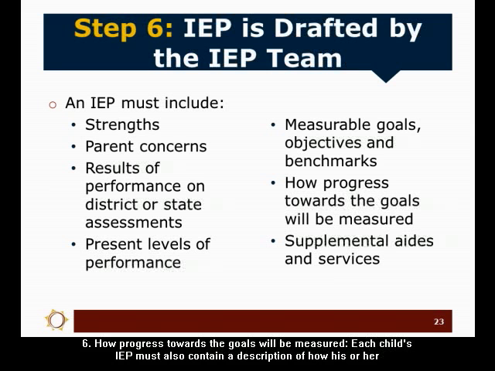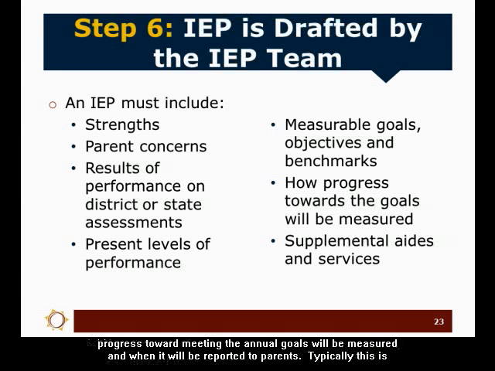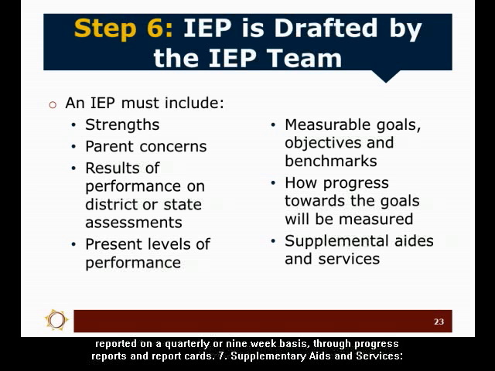6. How progress towards the goals will be measured. Each child's IEP must also contain a description of how his or her progress toward meeting the annual goals will be measured and when it will be reported to parents. Typically, this is reported on a quarterly or 9-week basis through progress reports and report cards.